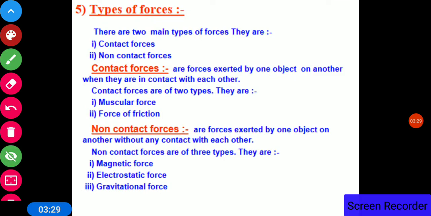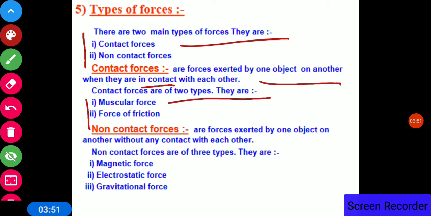Now, types of forces. There are mainly two types of forces. One is the contact force, another is the non-contact force. Contact forces are exerted by one object on another when they are in contact. Contact means when they touch each other. The contact forces are of two types. One is the muscular force and the second is the force of friction.